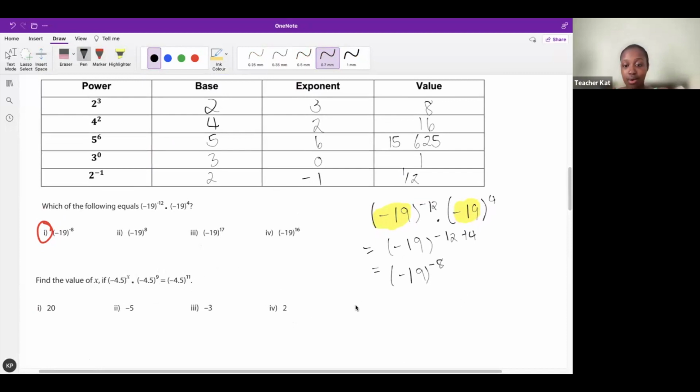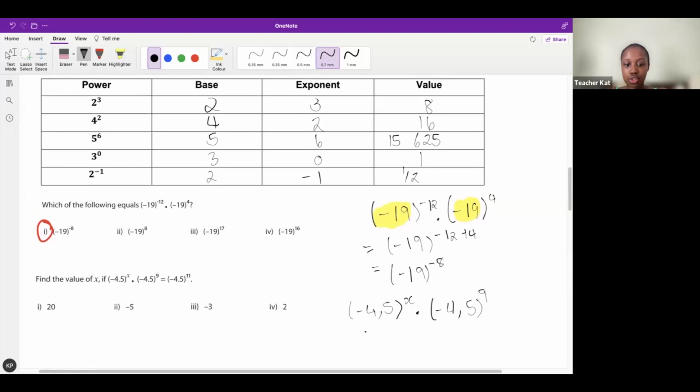Okay. Now, I'm going to start with the left-hand side. We have the same base of -4.5, and once again, we are multiplying. So what do we do to the exponents? Times -4.5. Thank you. We're going to add them to the power of 9. Okay. So that is true. That is indeed the answer, Ronnie. x plus 9. So if the answer is -4.5 to the power of x plus 9, then x has to equal how much, guys?